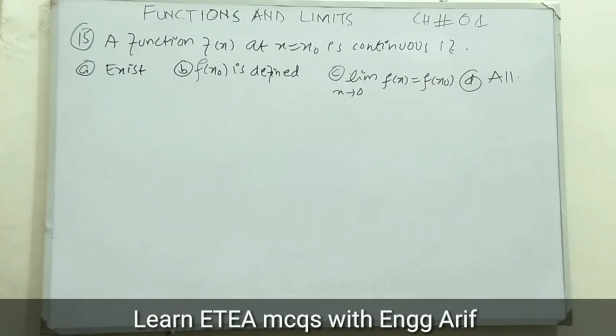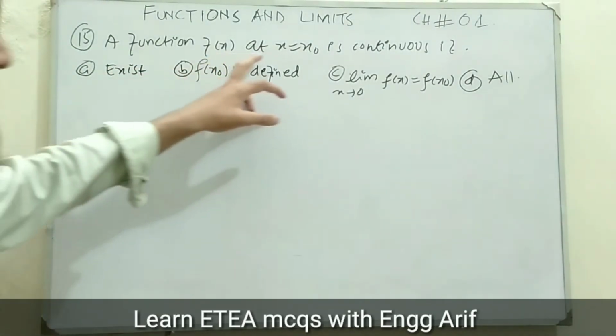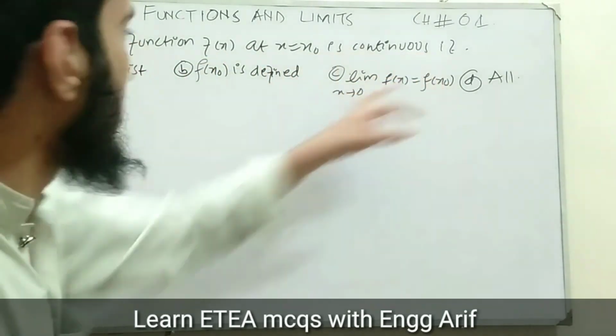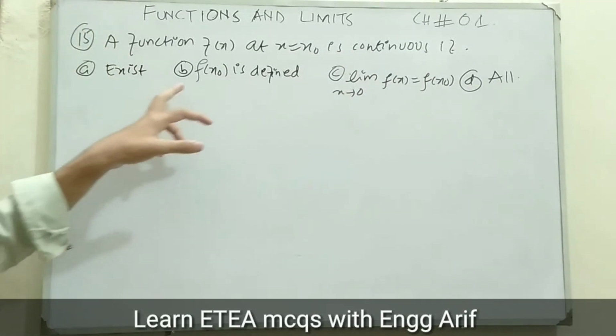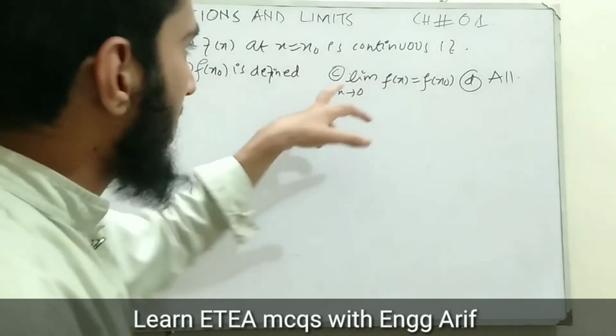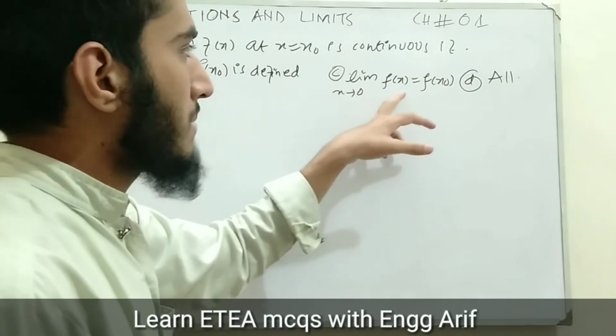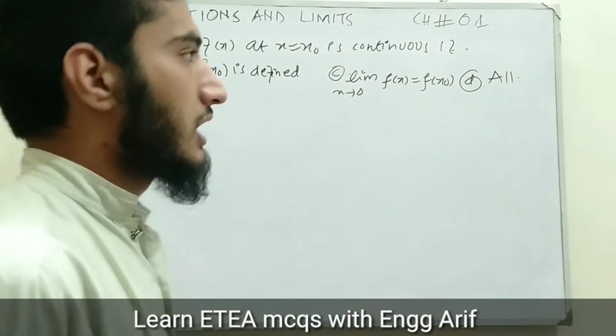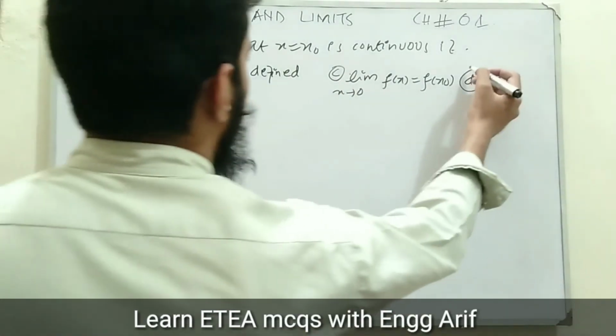Now move toward MCQ number 15. It tells that a function f of x at x is equal to x naught is continuous if option number A, the limit exists, B, f of x naught is defined, and C, limit x approaches x naught of f of x will be equal to f of x naught, and the last option is all. So the correct option is option number D.